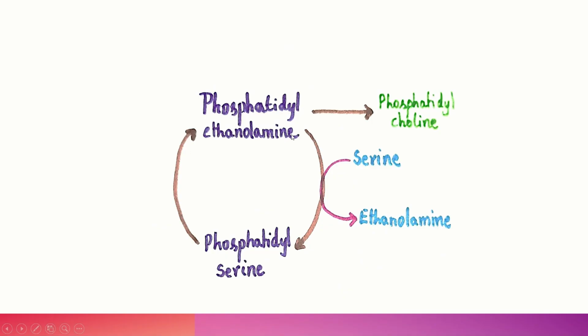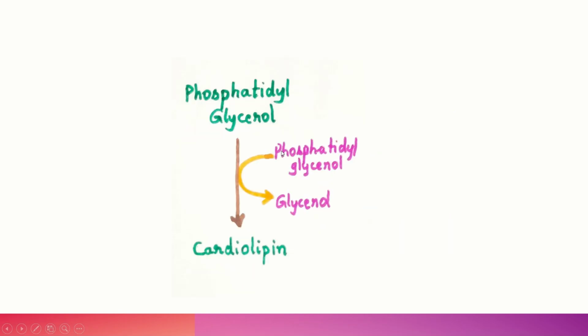Then phosphatidylethanolamine can be converted to phosphatidylcholine. And here phosphatidylethanolamine can be converted to phosphatidylserine, and phosphatidylserine on decarboxylation gives phosphatidylethanolamine. And one more thing, phosphatidylglycerol, which is formed, again combines with one more molecule of phosphatidylglycerol and forms cardiolipin. So this is regarding the synthesis of different phospholipids. Thank you.